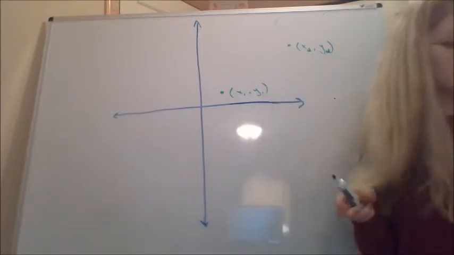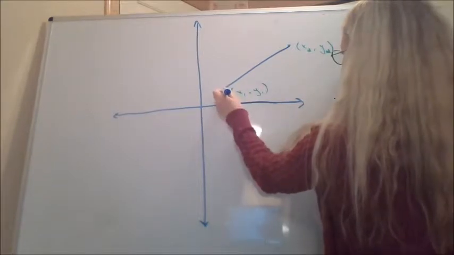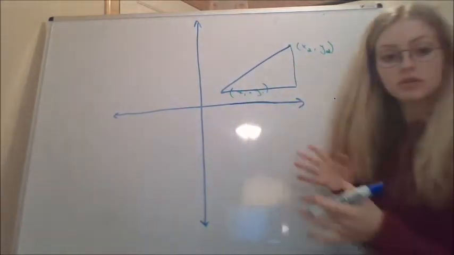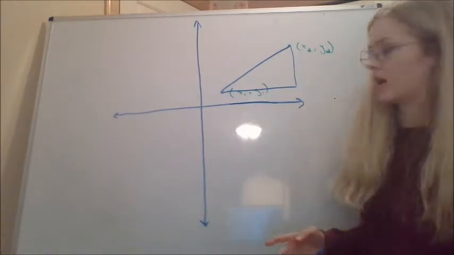Next, moving on to the distance between these 2 points. To find the distance, we're basically going to draw a right triangle between our 2 points. You don't have to do this when you're figuring these distances out. It just helps us visualize what's happening.